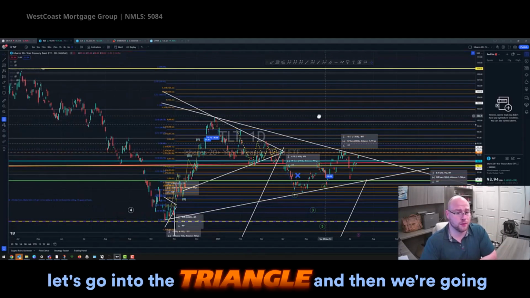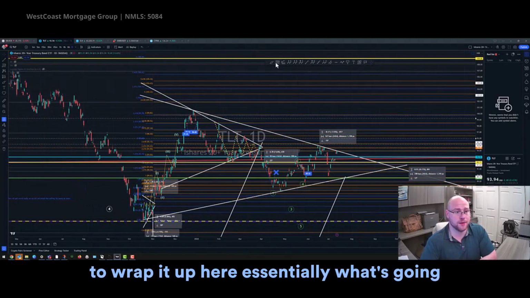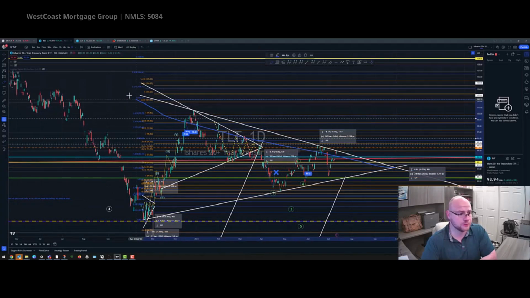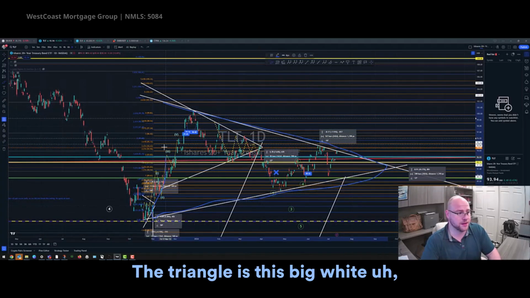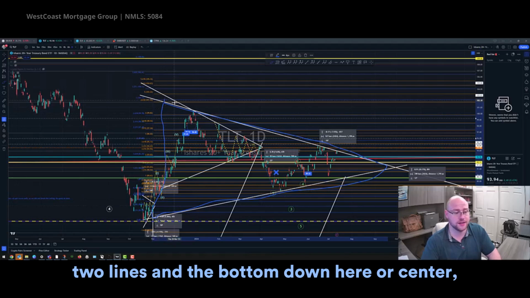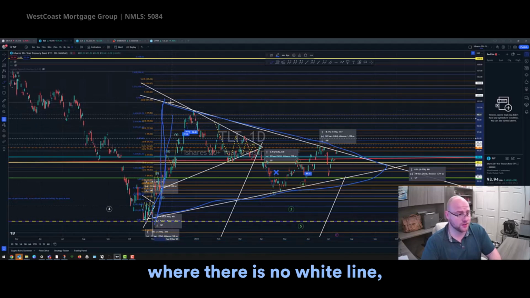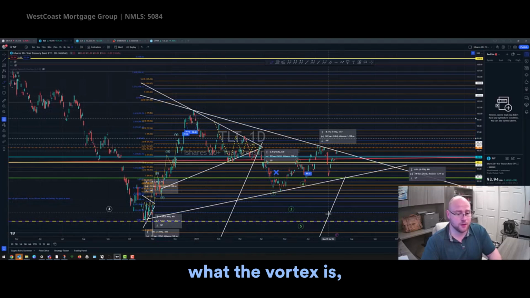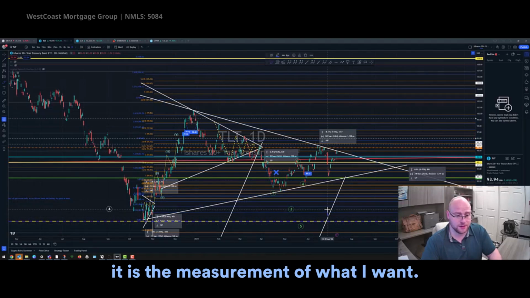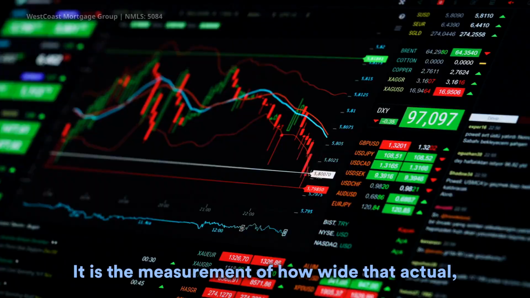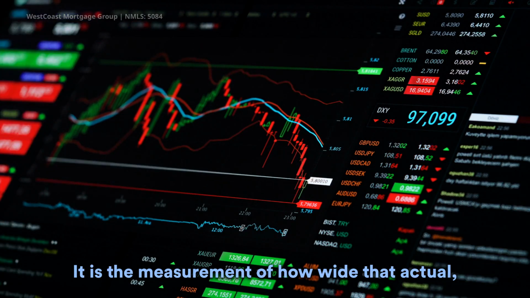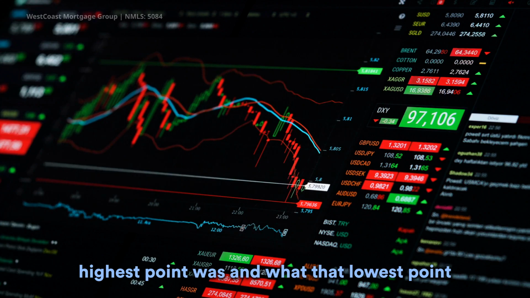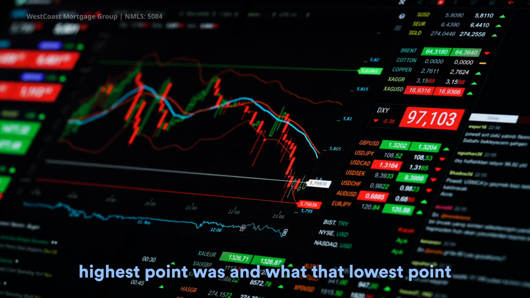Now, let's go into the triangle, and then we're going to wrap it up here. The triangle is this big white two lines, and the bottom down here, or essentially where there is no white line, is going to be the vortex of the triangle. Now, what the vortex is, it is the measurement of how wide that actual highest point was and what that lowest point was.